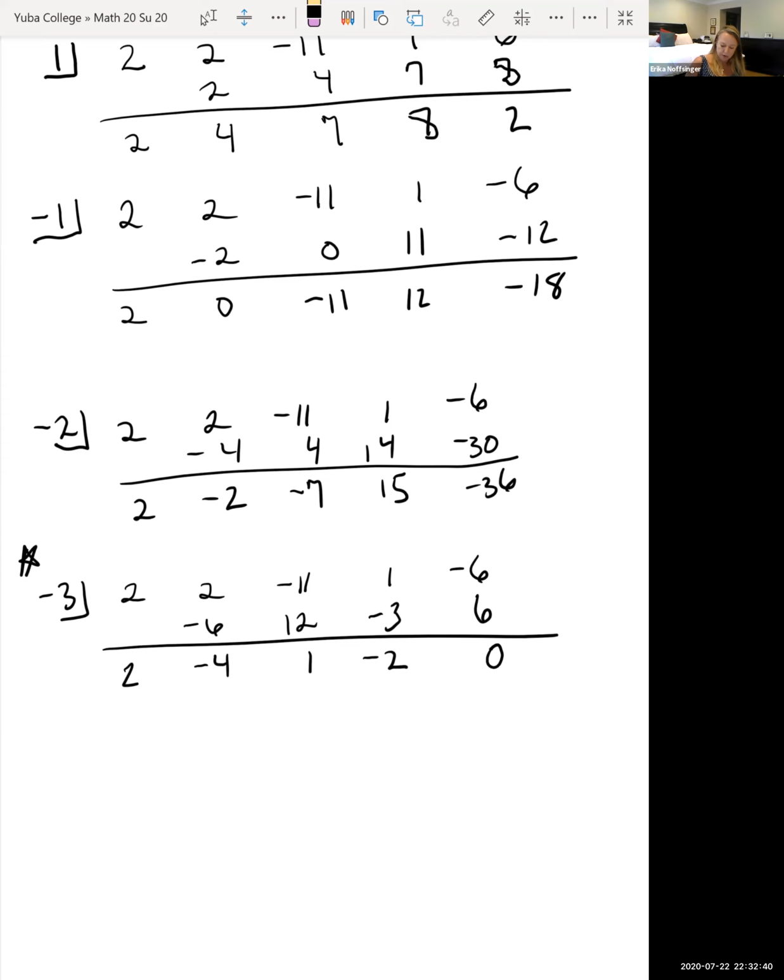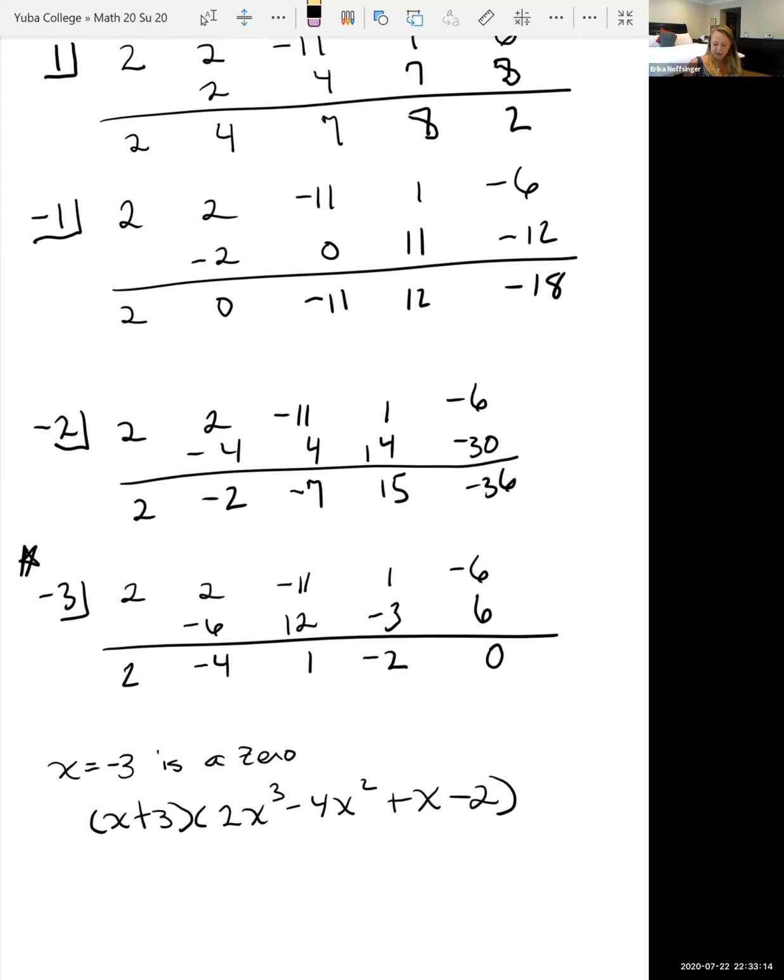So we know x equals negative 3 is a 0. We know that x plus 3 is a factor. We also know this bottom row, so let's decrease it. Our original f of x was a fourth power, so this is a cubic. This is 2x cubed minus 4x squared plus x minus 2.